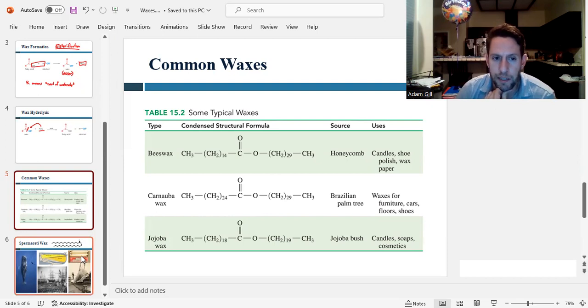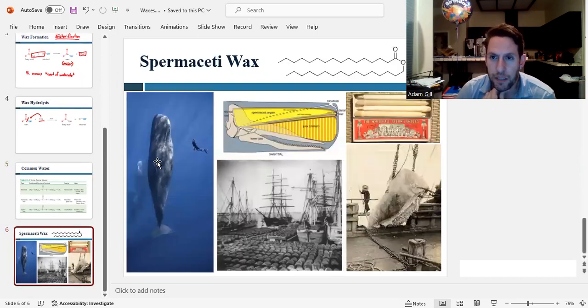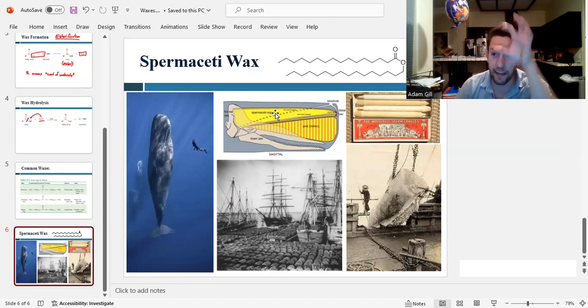One that I'd like to go on a tangent about, though, is spermaceti wax. So spermaceti wax comes from this magnificent creature here, the sperm whale. And they have a really large bulbous head. And if you look at a cross section of their head, they have what's called the spermaceti organ in their head. And it's basically just this giant sac filled with spermaceti wax.